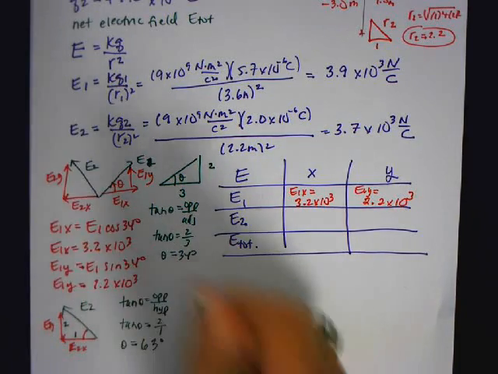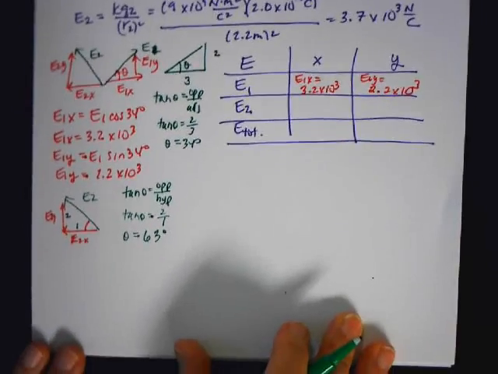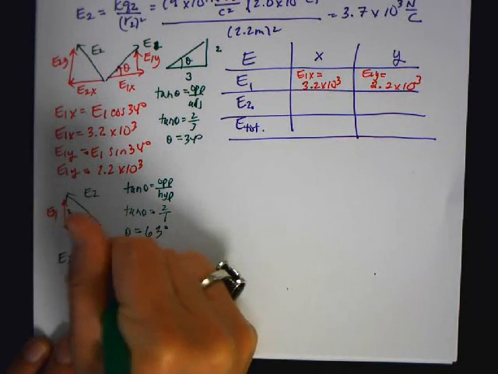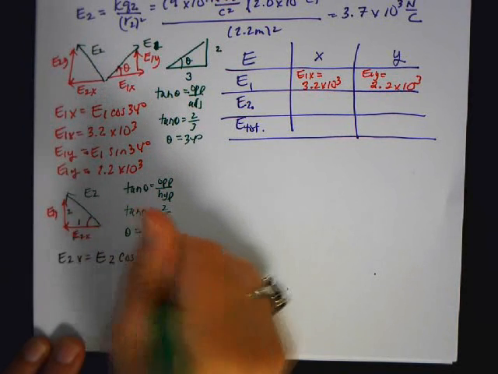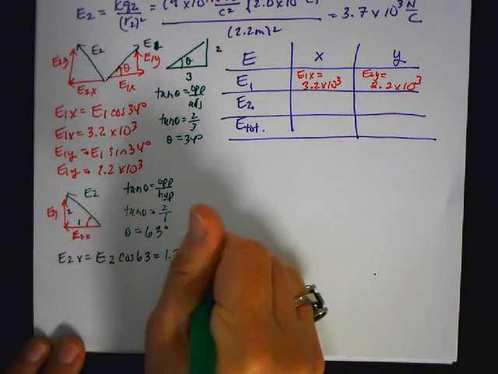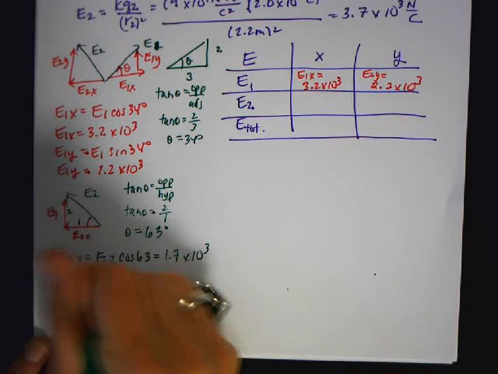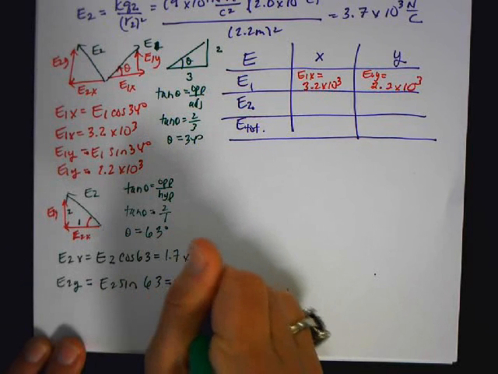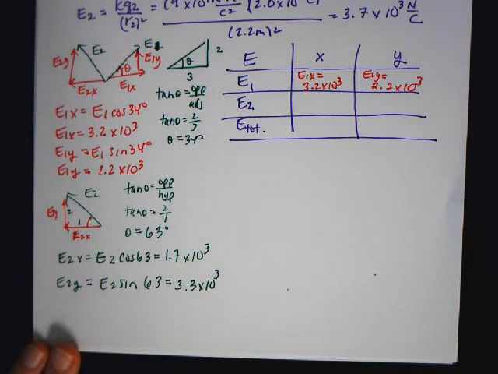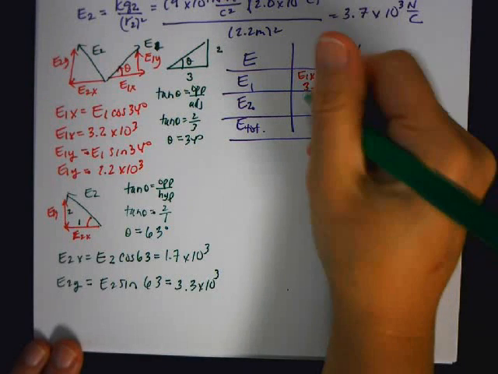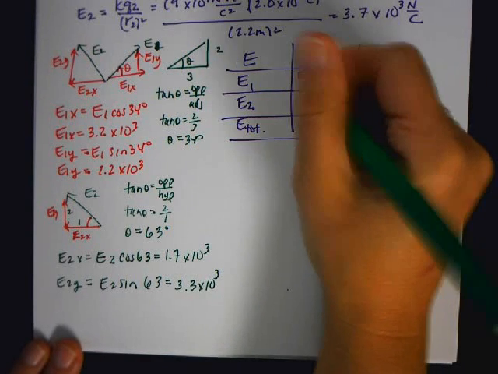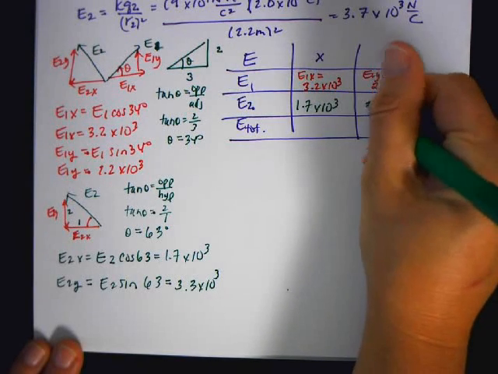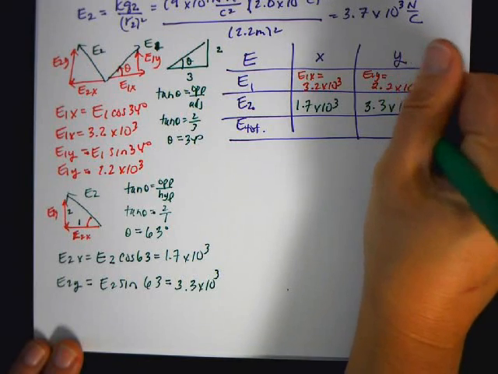So now when I do the math, and I'll do it on the bottom, I'll say E2x is equal to E2 cosine of 63, which is 1.7 times 10 to the third, and E2y is equal to E2 sine of 63, which is 3.3 times 10 to the third. So I put all that in my table. So E2x is 1.7 times 10 to the third, and E2y is 3.3 times 10 to the third.